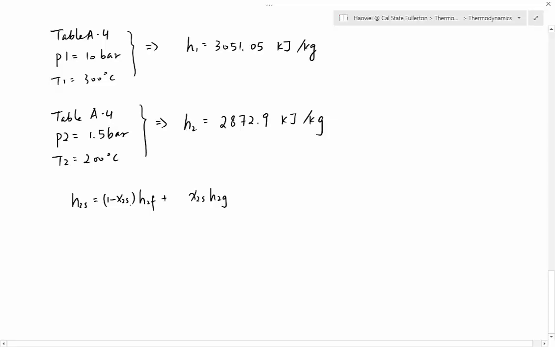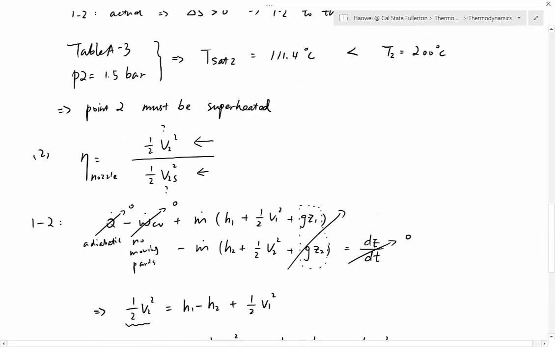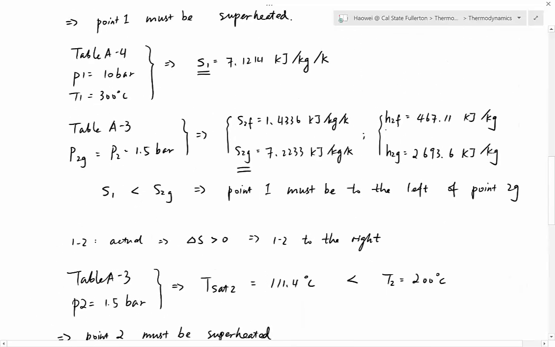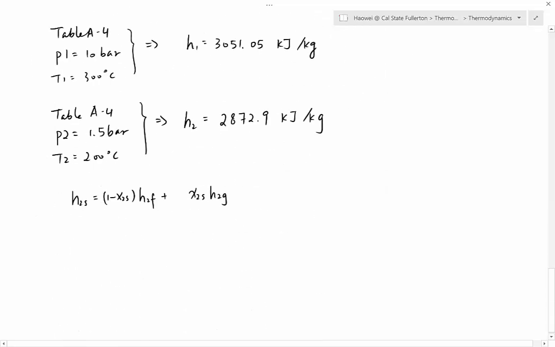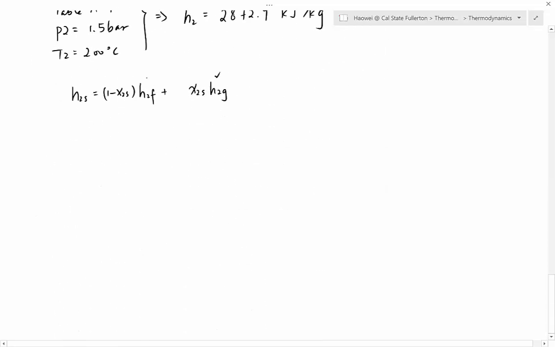Okay, let's take a look. Do we have h2f and h2g? We actually found h2f and h2g from the table earlier, so we do have h2f and h2g. The only thing I don't have is quality x2s. If we can find quality x2s, then we will be able to solve for h2s. How do we look for quality?